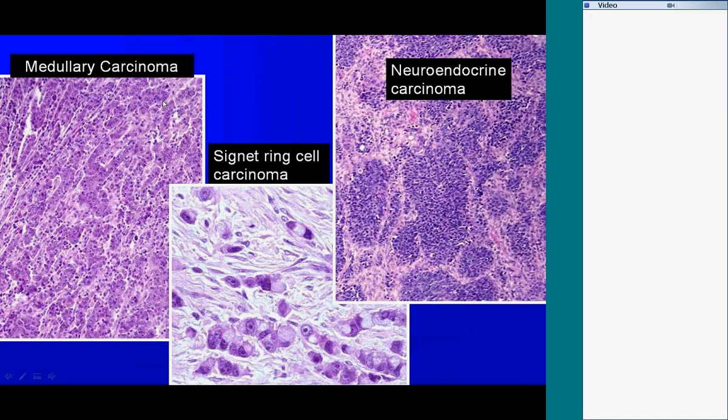These are some of the other subtypes that we see. The medullary carcinoma, in particular, I think people have a little bit of difficulty recognizing because it's so rare. It's about 1% of colorectal cancers. The signet ring cell carcinoma we are more familiar with from gastric cancer and easily recognized. Neuroendocrine carcinoma often requires special stains to sort out because, as you can see, there can be some overlap with the medullary carcinoma.